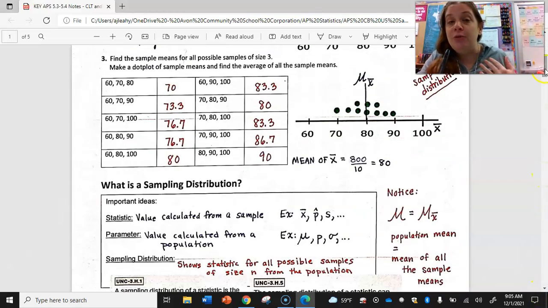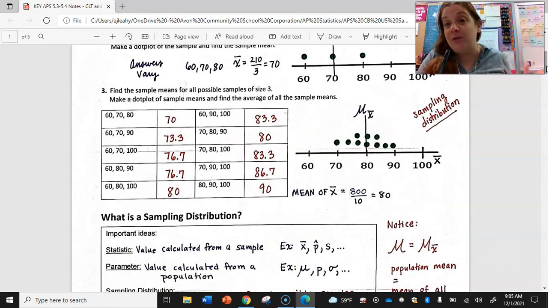If I was to go through and find all possible samples of size 3, every single one of them, these are all the different ways I could pick a size 3 sample from those 5 students. Here are all their possibilities. I'm going to plot each of these x bars on the number line. Notice my number line has an x bar now instead of an x. These all together have a mean of 80, but it isn't the mean of x anymore. It's the mean of x bar. This is called a sampling distribution.